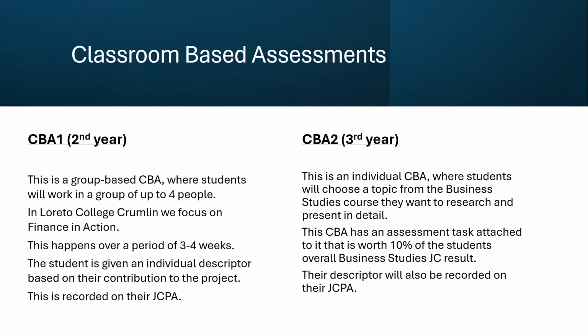CBA 2, which happens in third year, is an individual CBA. This is where students will choose a topic from the business studies course they were interested in and research and present this in greater detail. This CBA has an assessment task attached to it that is worth 10% of their overall business studies junior cert result. This descriptor will also be recorded on the JCPA.